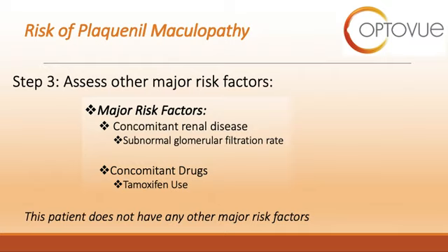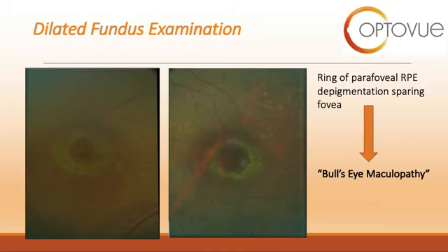The other risk factors that we want to look at are, does she have any other concomitant diseases? Does she have renal disease? No. Is she taking tamoxifen? No. So her major risk factors were her dosage and her duration of use. When we look at her fundus, based on her symptomatology and her risk factors, we're expecting to see maculopathy.